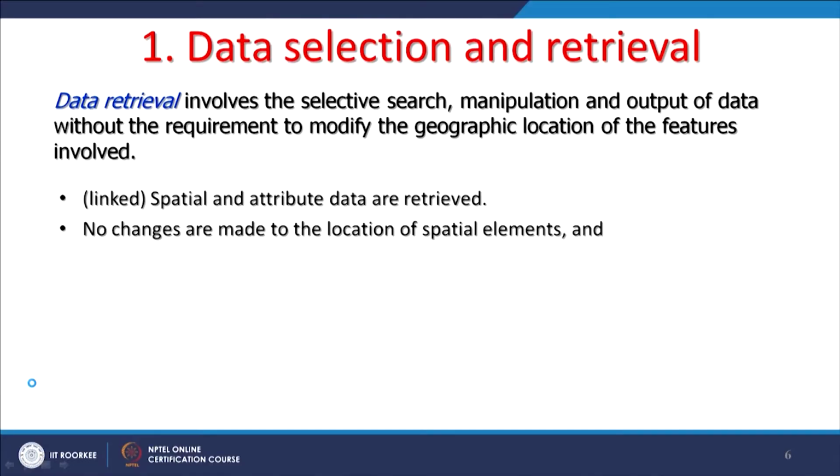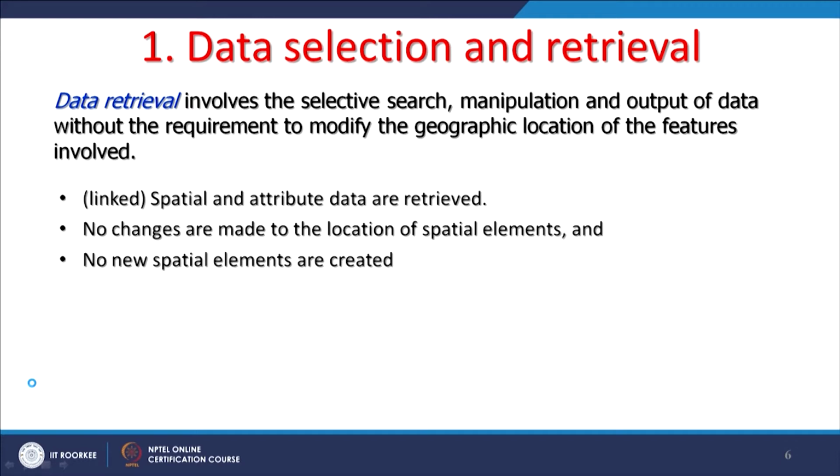So, both spatial and attribute data we can involve, and one important point here is that when we do a spatial query or attribute query, no changes are made in our data, neither in our spatial data, vector data, nor raster data.